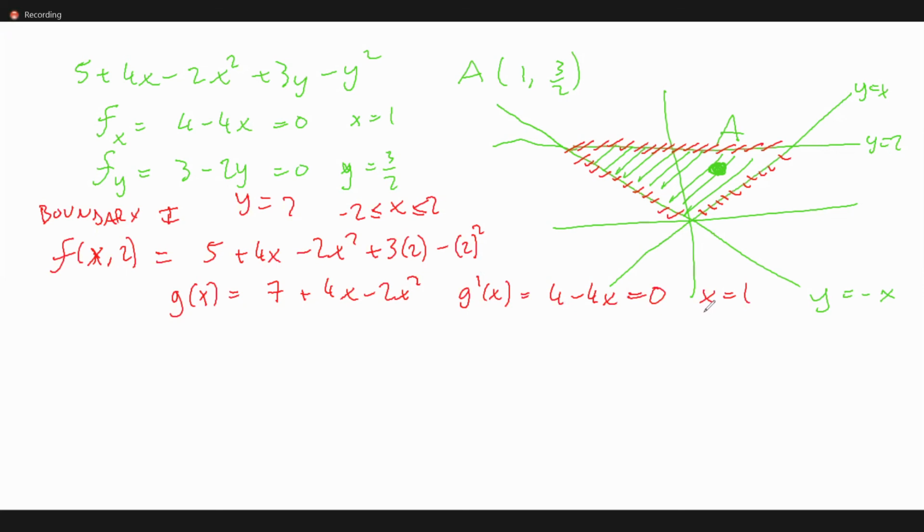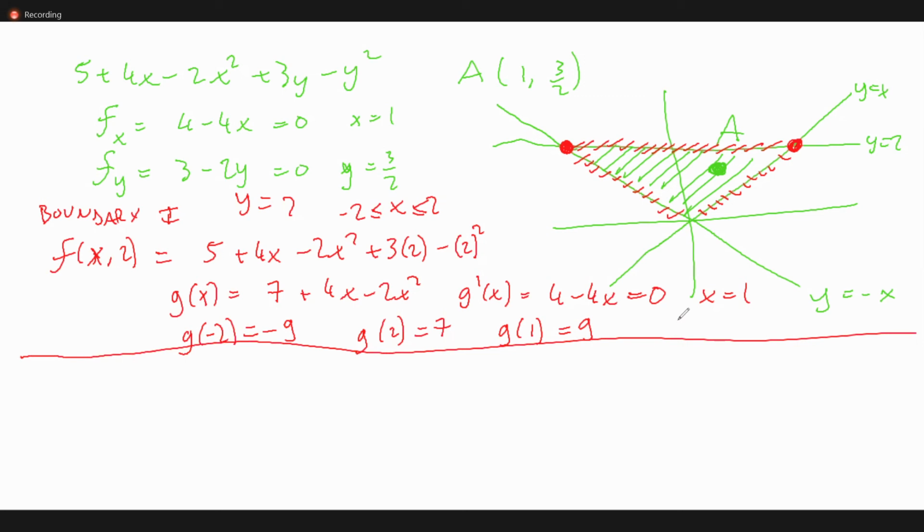Then we see the value of the function at the two boundaries, -2 and 2. So when x is equal to -2, the value of the function is -9. When x is equal to 2, the value of the function is 7. And when x is equal to 1, the value of the function is 9.